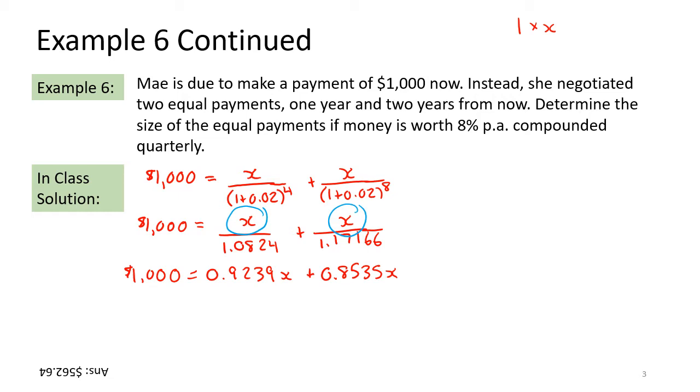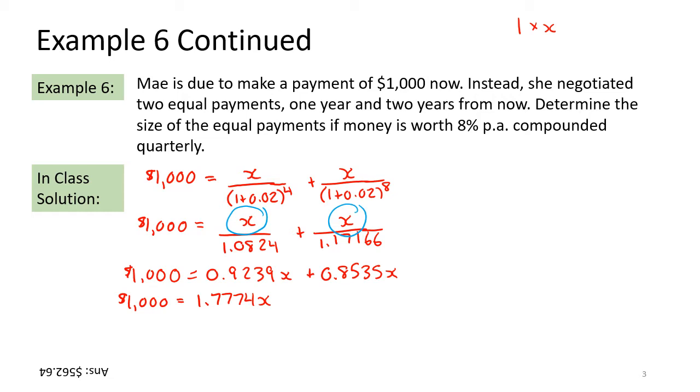solve for x. So if I add these two items together, 0.9239 plus 0.8535, because remember, they have the same term x, so we can add them together to simplify. We get $1,000 is equal to 1.7774x. So now, remember back from the last course, when all you have left is to solve for x.